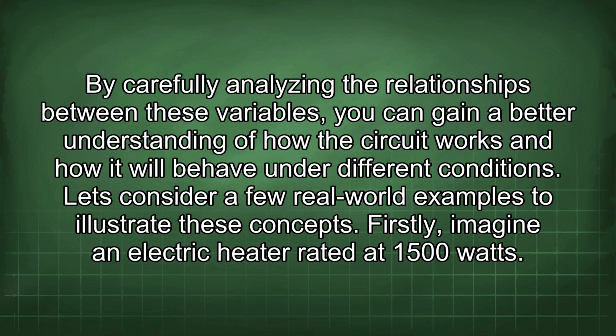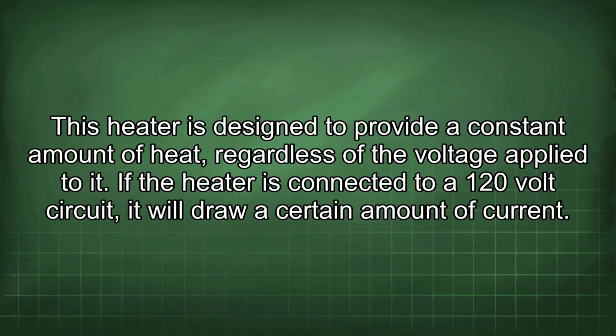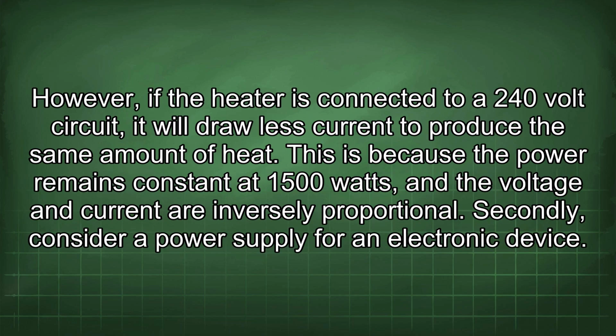Let's consider a few real-world examples to illustrate these concepts. Firstly, imagine an electric heater rated at 1500 watts. This heater is designed to provide a constant amount of heat regardless of the voltage applied to it. If the heater is connected to a 120 volt circuit, it will draw a certain amount of current. However, if the heater is connected to a 240 volt circuit, it will draw less current to produce the same amount of heat. This is because the power remains constant at 1500 watts, and the voltage and current are inversely proportional.